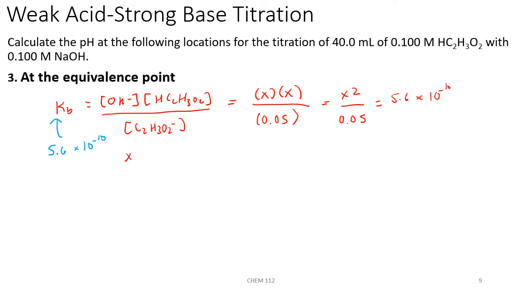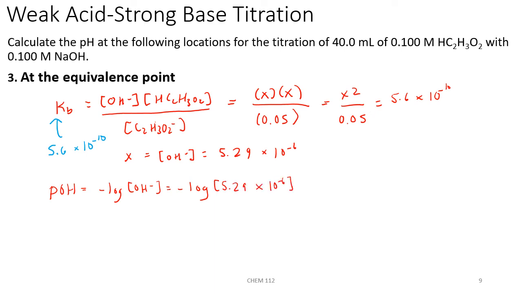We get X, or our hydroxide ion concentration, coming out to 5.29 times 10 to the -6th. Since we have hydroxide ion concentration, we're not going to calculate pH directly. Instead, we're first going to calculate the pOH of the solution by taking the negative log of the hydroxide ion concentration. So negative log of 5.29 times 10 to the -6 gives us a pOH of 5.28.